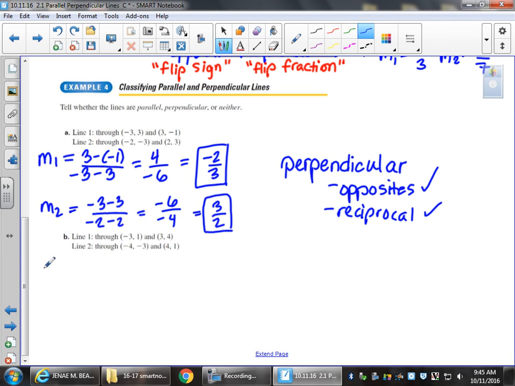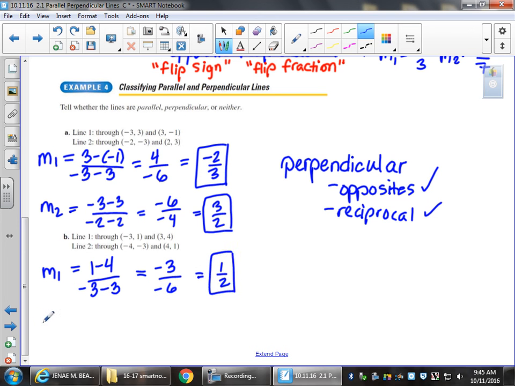Let's work on B together. M1, line 1. What's the slope of line 1? What do I calculate? What are you subtracting in the top? 1 minus 4 in the top divided by, careful, negative 3 minus 3. What does that equal up top? Yep.